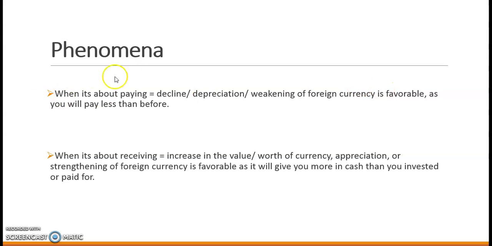The third, okay, so there's a phenomenon about the concept that I explained earlier. I'm going to quickly overview it again. When you are at the payer side, when you are paying the amount, the declining, depreciation, weakening or devaluation of the currency is favorable for you, because you will be paying less than before. But when you are at the receiving side, when you have to receive and collect your payments for the services or goods you provided, then the increase in the value of the currency, appreciation and strengthening of the currency, is favorable for you, because you will be collecting more cash than you invested. So this is a simple phenomenon that you just need to keep in your mind.